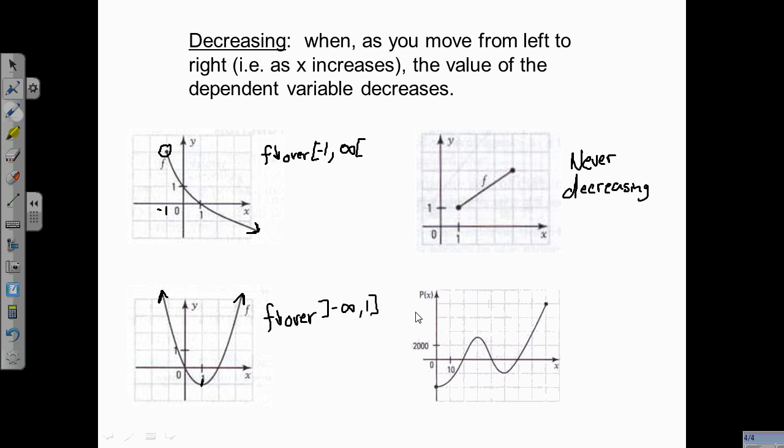And look at our last example. It's increasing, increasing. Starts going down right here where x is 30. And then it stops going down right here when x is 50. So f is decreasing over, put an interval 30, comma 50.